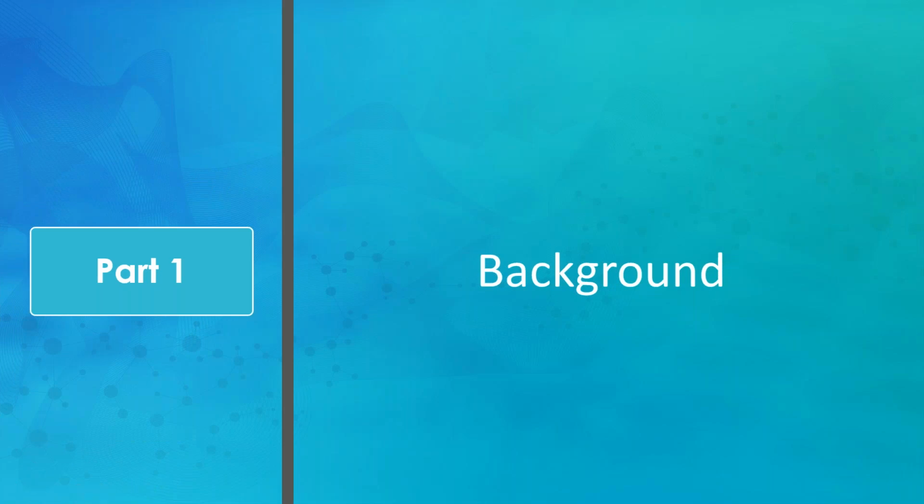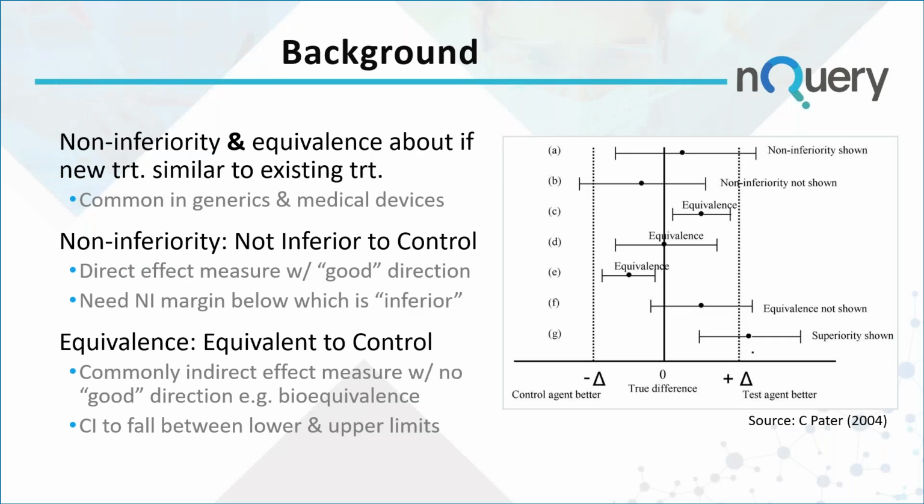So let's get straight into the background of this issue. The important thing to note about non-inferiority and equivalence testing is that they're really both about whether a new treatment is similar to a pre-existing treatment. In a standard clinical trial, like a phase 3 confirmatory trial in particular, we're usually looking to evaluate whether our new treatment is superior to either placebo or some pre-existing treatment. So we think that our treatment is better than doing nothing or doing whatever the standard of care is for a particular case.